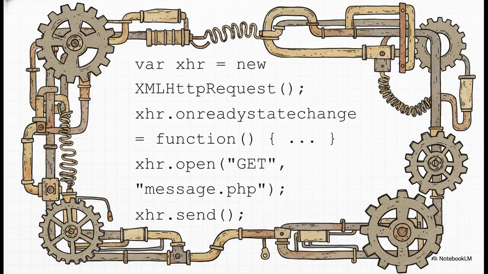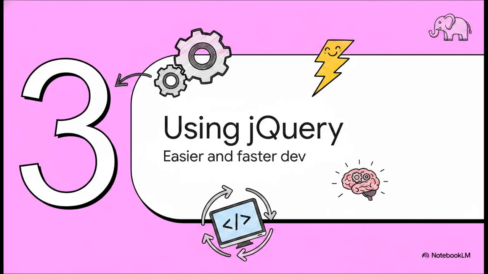Now, it totally works, but you can see it's a little bit clunky, a little verbose. There's a bit of setup involved. Just keep this code in mind because it's the perfect reason for our next topic. So if writing AJAX in regular JavaScript is kind of a pain, how do we fix that? Well, this is where jQuery comes in to save the day. It's a library that is specifically designed to make our lives as developers a whole lot easier.